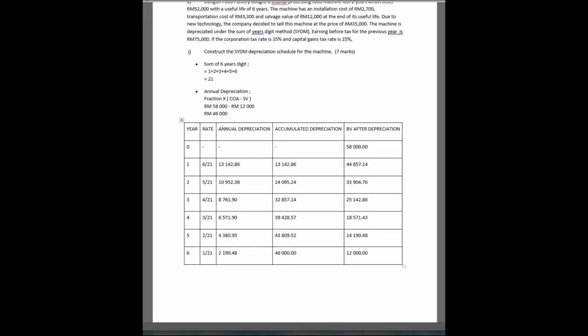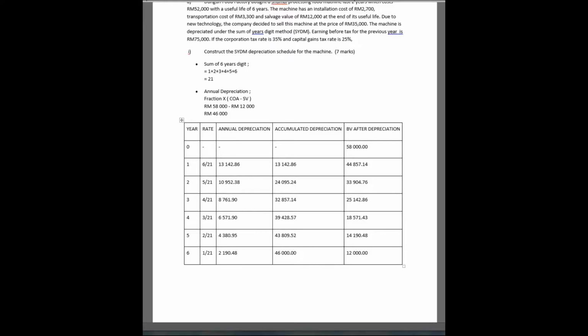For the first year, the rate is 6 per 21. The annual depreciation is 13,142 ringgit 86 cents, and the same goes for accumulated depreciation for the first year, and book value after depreciation is 44,857 ringgit and 14 cents.